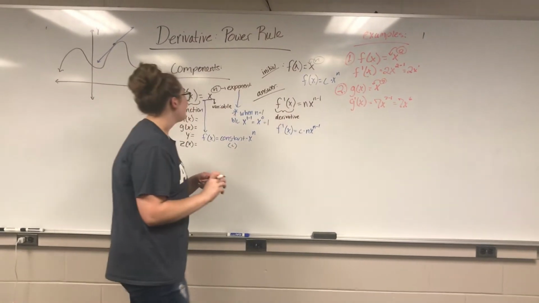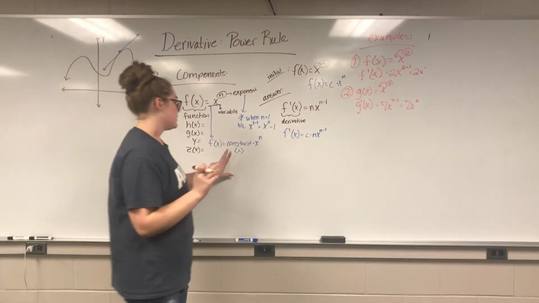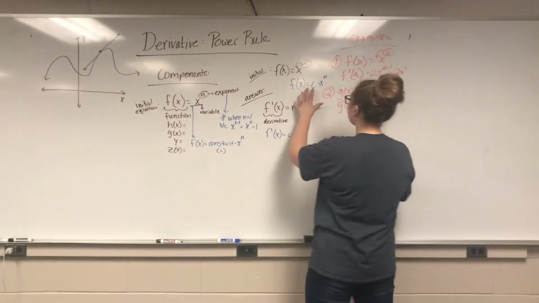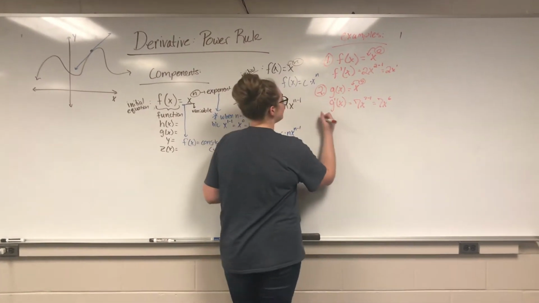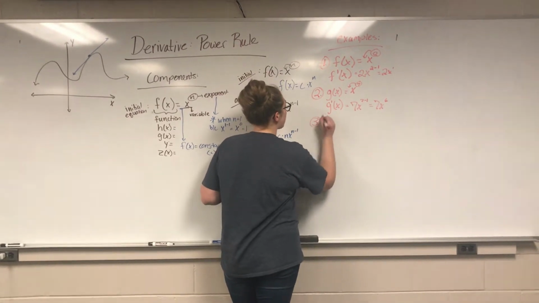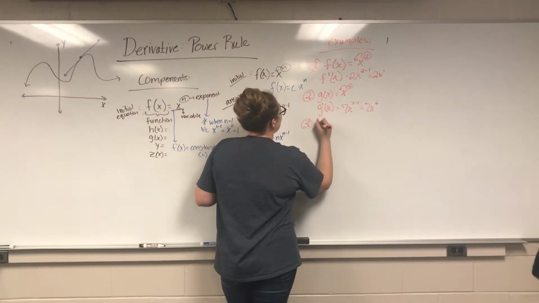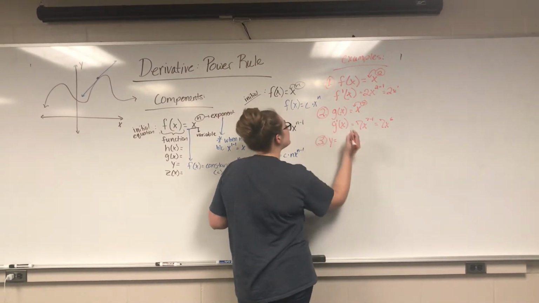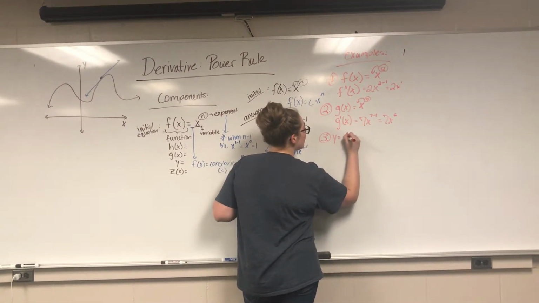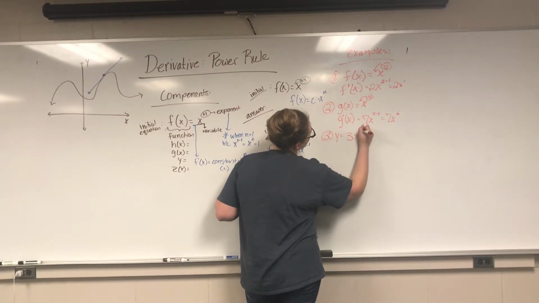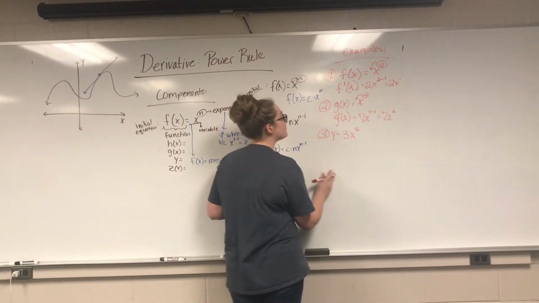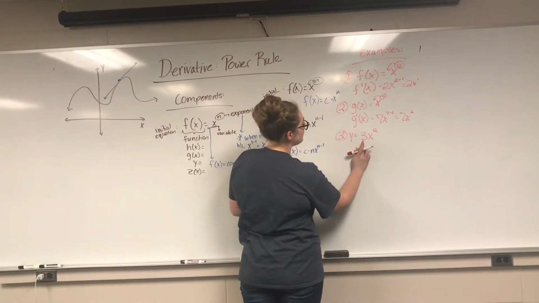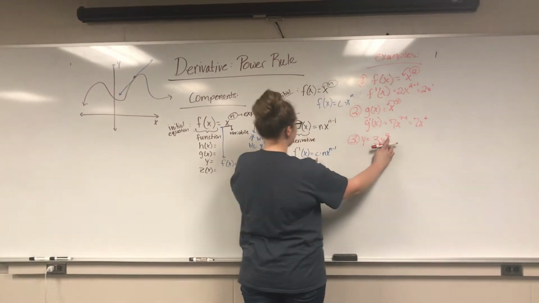Now we're going to do one where there's a constant. That would look like this. So we have, we'll say y equals constant 3x squared. So when we have c x to the n, here's our c, here's our x, here's our n.